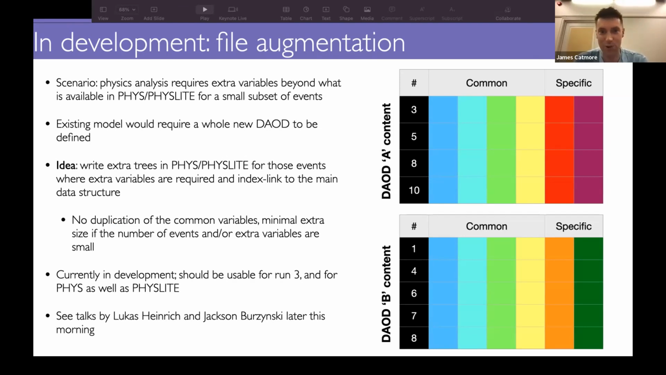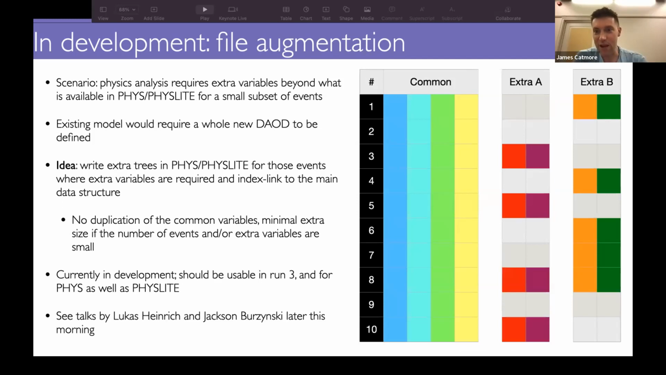Just to preview this, the idea is that for dedicated DAOD formats where there's relatively sparse event selection, we may just be able to decorate the existing FIS format with extra trees so that it's possible to retain the common content and then have additional trees attached to this containing the extra quantities, meaning that we don't have to write out a whole new DAOD format. But given I haven't got much time left, I'm going to leave that to Lucas and Jackson to discuss later on in this session.